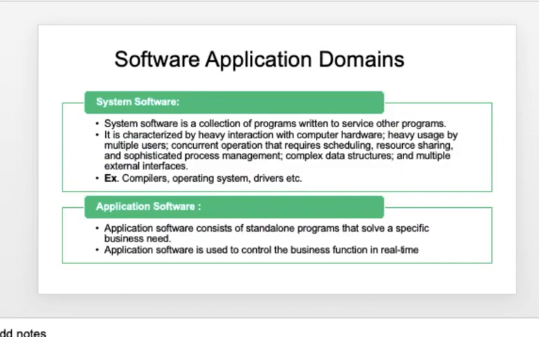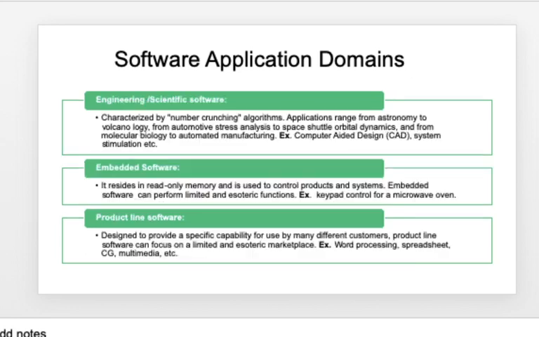Initially, there were only two major categories of software called the system software and the application software. System software is a collection of programs that are written to service other programs like the OS, the compilers, and so on. These programs have heavy interaction with the hardware. The application software are standalone programs that are written to solve very specific user or business needs. And now we have a lot of other varieties that have come up.